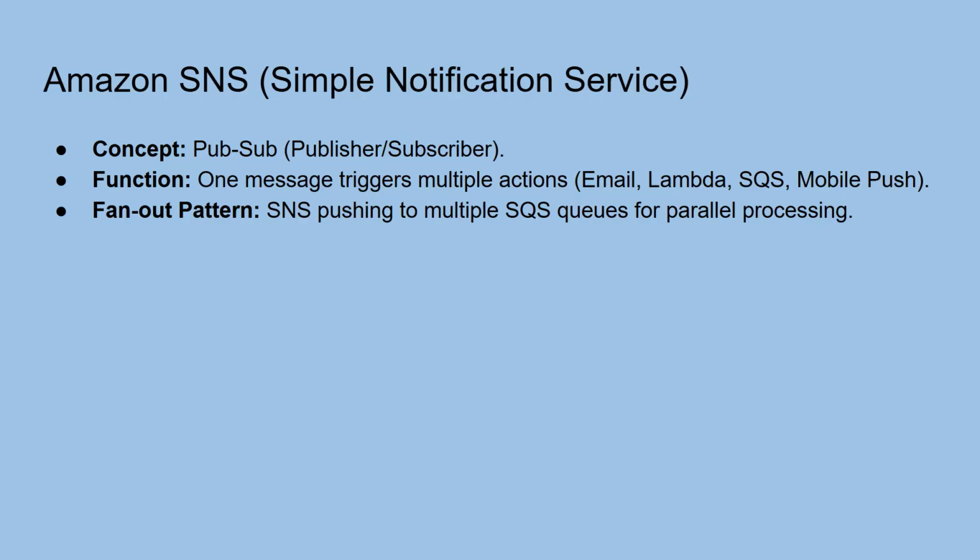One order placed event can trigger an email notification, a Lambda function, and an SQS queue, all at the same time. So SQS is one message waiting for one customer. SNS is one message broadcast to many subscribers.